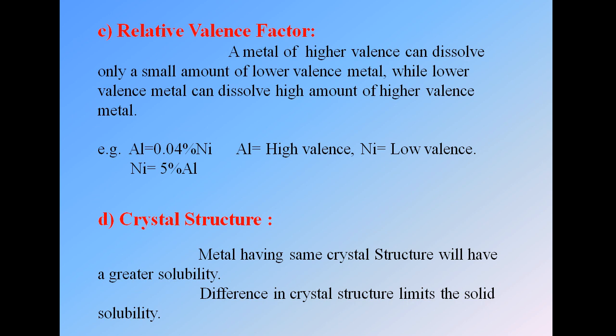In the last one, the crystal structure. Metals having the same crystal structure will have greater solubility, and those with different crystal structures will have limited solute solubility. Means the same crystal structure gives higher solubility, different crystal structures give low solubility. Okay, so these are the four factors: atomic size factor, chemical affinity factor, relative valency factor, and crystal structure. These four factors govern the solubility of solute in a solvent.